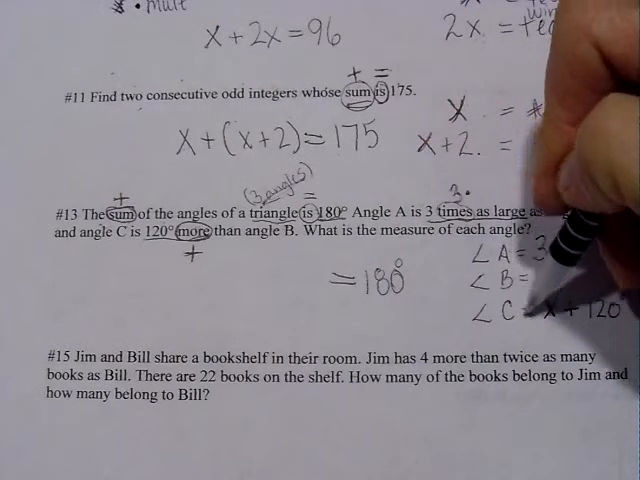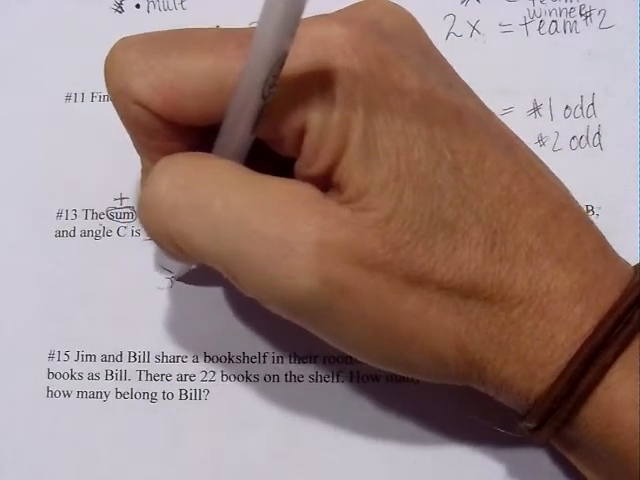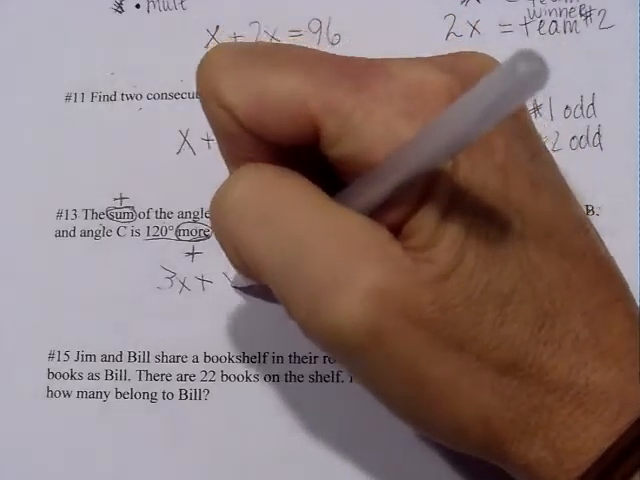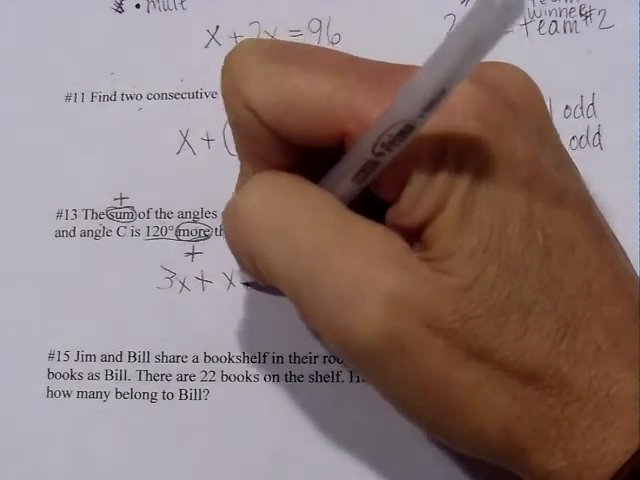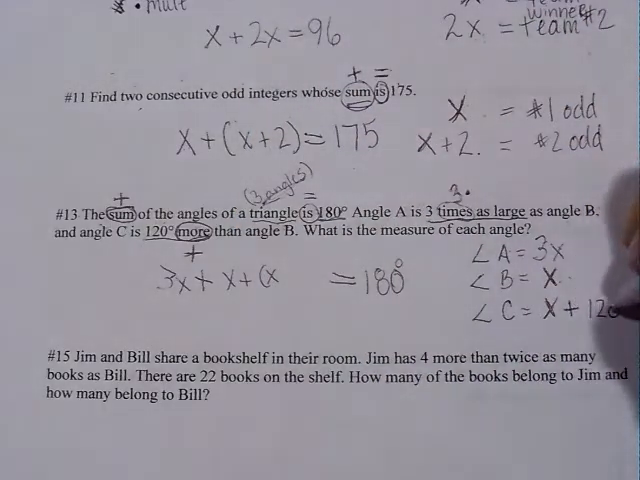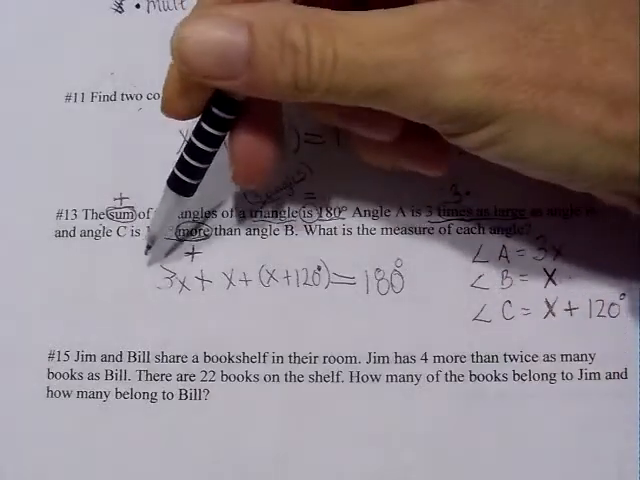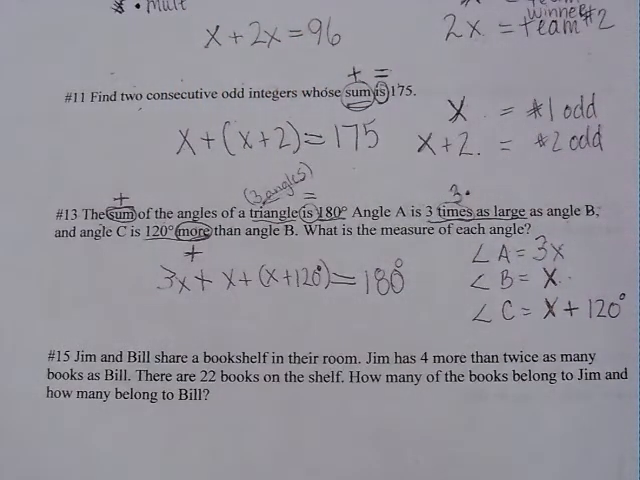So let's sum these up. 3x is angle A, plus x is angle B, plus x plus 120 degrees. We have angle A, B, and C are equal to 180 degrees. And that would be the correct answer and your equation.